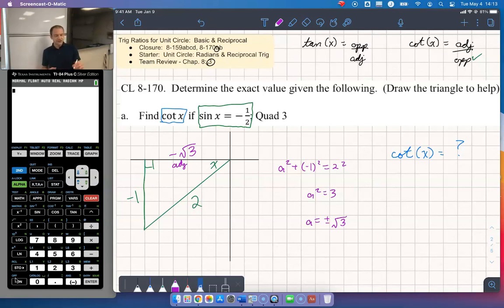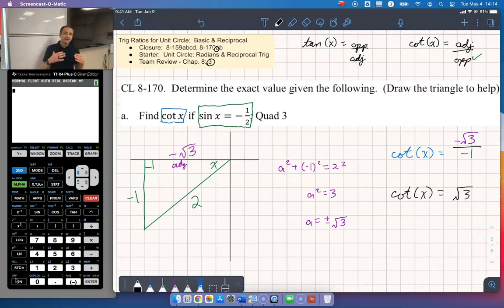So cotangent is adjacent, which is negative radical 3, over opposite, which is negative 1. A negative divided by a negative is a positive, and we never show divide by 1, so the answer is radical 3, and that's it. Before we move on to the next one, one thing that didn't happen here that we'll see in the next one is how to rationalize in certain cases.